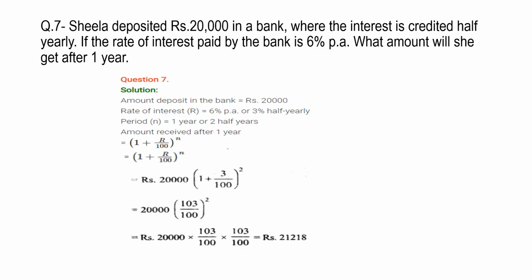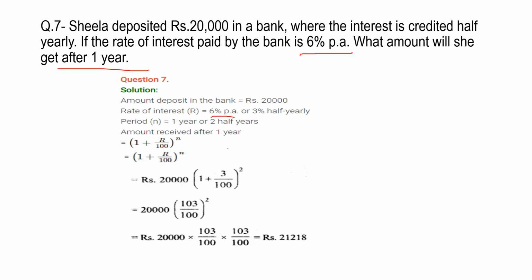Okay, again next question. Sheila deposited rupees 20,000 in a bank. Interest is credited half yearly. Again half yearly, beta. Then again what will you do? Rate must be divided by 2 and time must be multiplied by 2. And the rate of interest is given as 6% and time is 1 year.